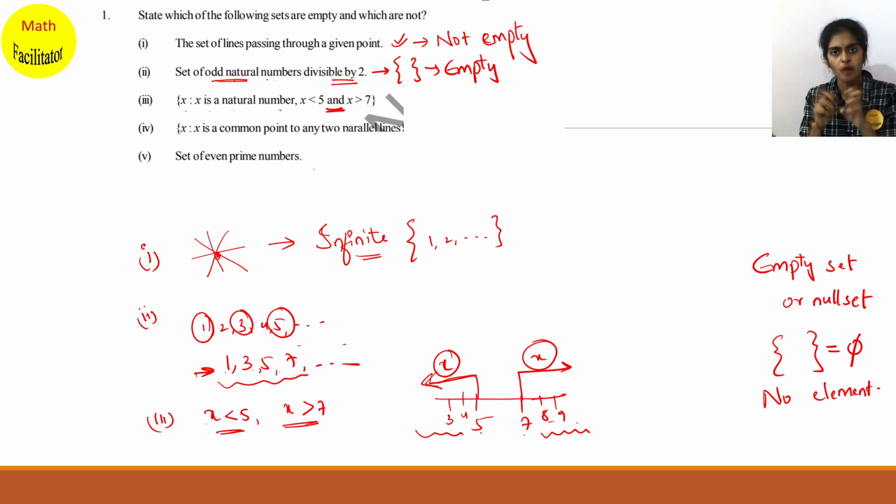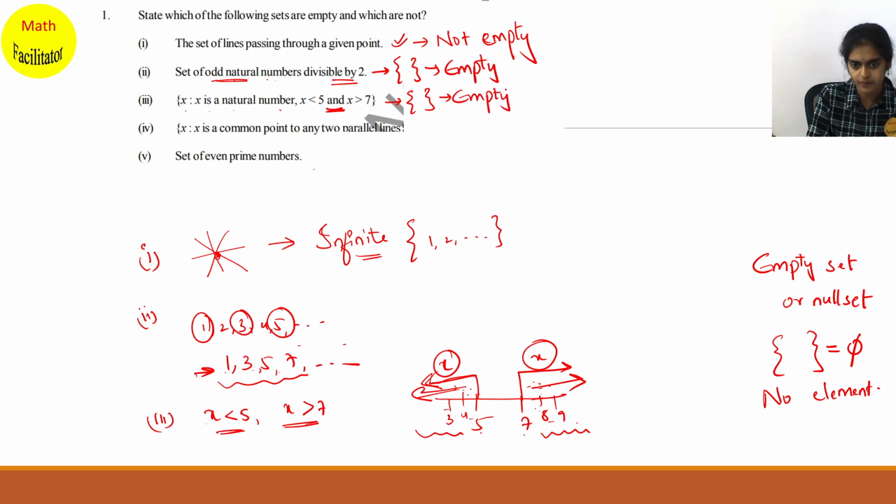But there is no common number. There is no common value of x which is satisfying both the conditions, right? If you take x less than 4, then you will get only these numbers. If you take x less than 5, you will get only these numbers. If you take x less than 7, you will get only these numbers. But there is no common value for both of them. There is no value which satisfies both the conditions. Okay, so I can say this is an empty set.